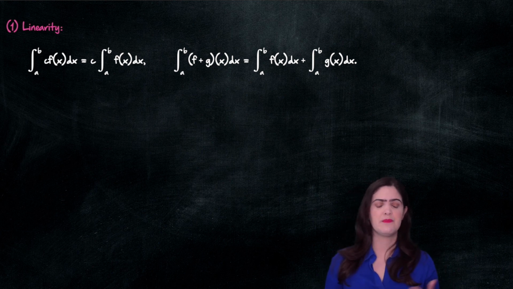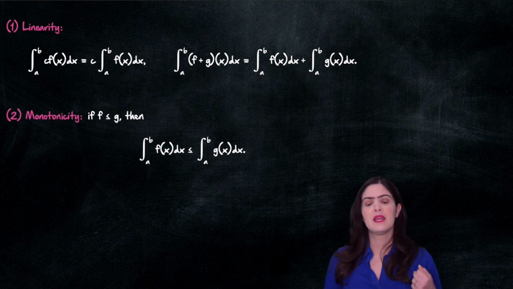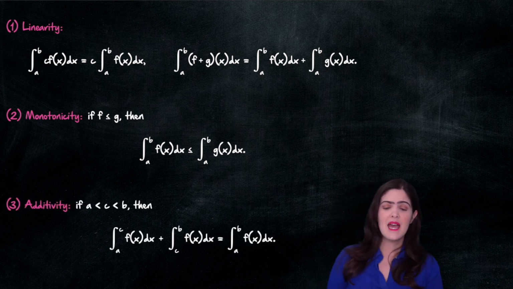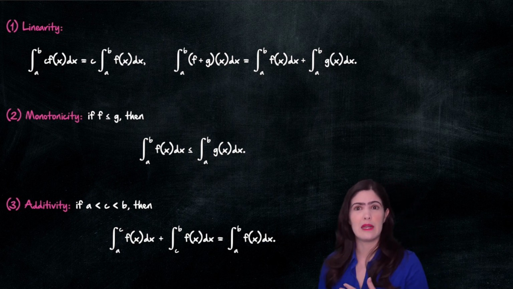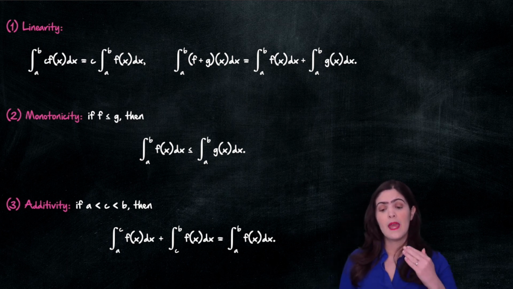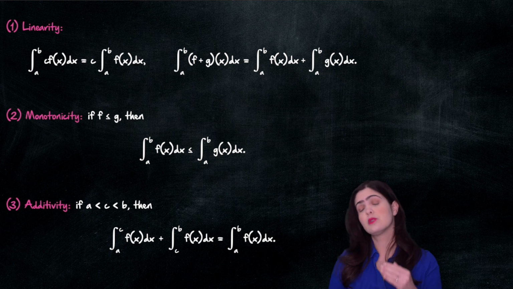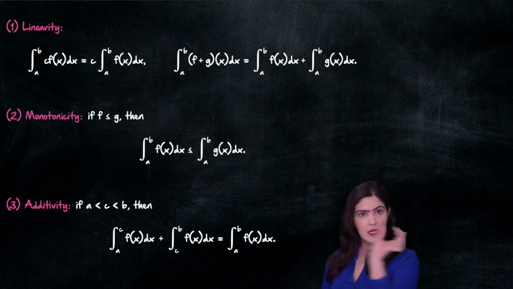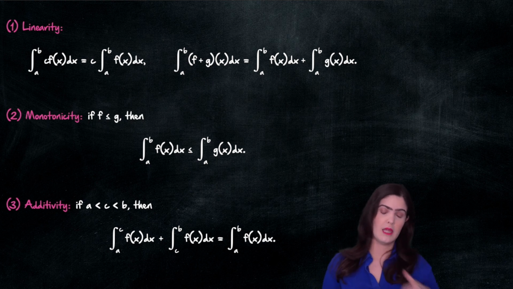The integral is linear. Now, monotonicity tells me that if f is less than or equal to g, then the integral of f is less than or equal to the integral of g. And then additivity, it's additivity with respect to the intervals over which we are integrating. So if we have that c is strictly between a and b, then the integral from a to c of f plus the integral from c to b of f is equal to the integral from a to b. Okay, so you see we're just adding the intervals. We'll have from a to c, from c to b. That would give me the integral from a to b.